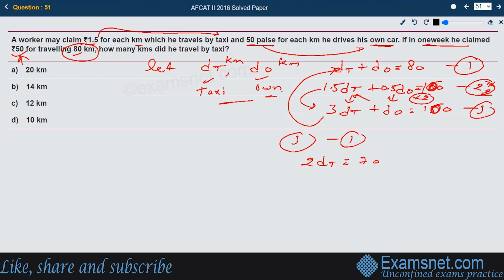It is 100. And then we subtract, and twice of dt comes out to be 100 minus 80, which is simply 20. So twice of dt is 20. So dt value comes out to be 10 kilometers. So the distance traveled by the taxi is simply 10 kilometers, and the option is D. That is the right answer.